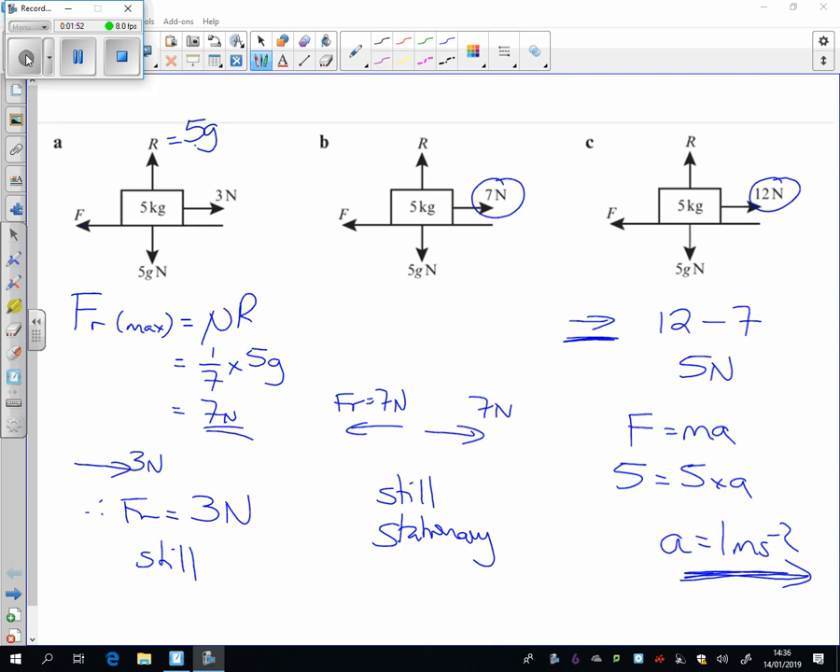Now, the friction force here was 3, here was 7, and here it stays at its maximum point of 7.